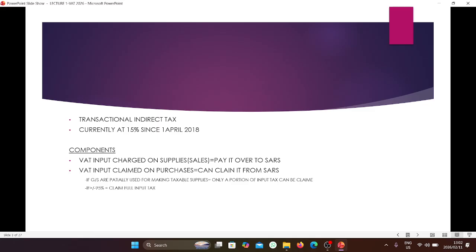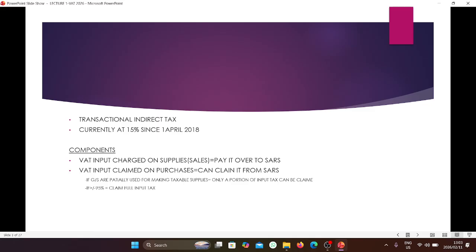Sometimes a taxpayer has different supplies. We'll get to the slide. Sometimes it can happen that not 100% of the supplies are taxable supplies. So if 95% of those supplies or more are taxable supplies, then you can claim full input VAT. But if your taxable supplies are less than 95%, then you have to apportion the amount of input tax that you can claim.